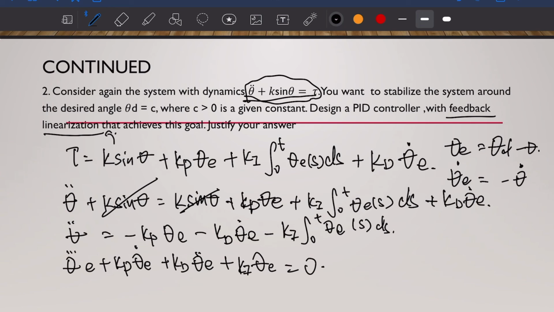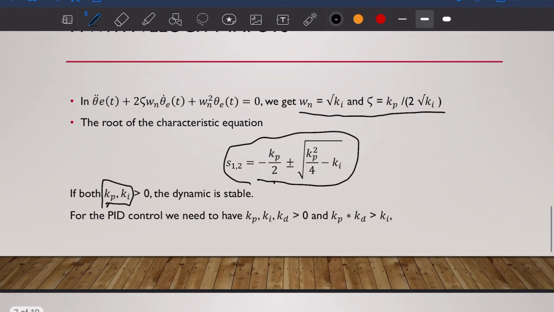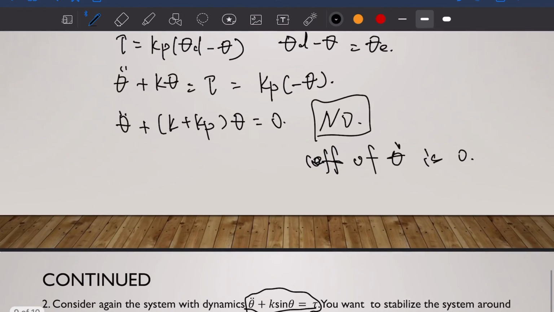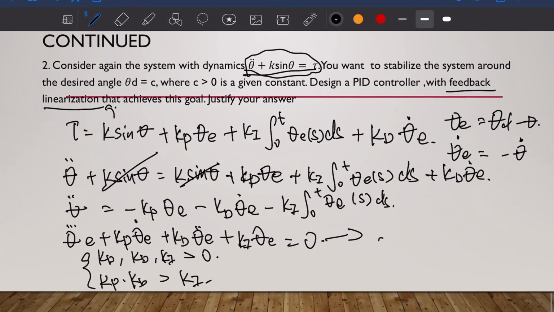If you want to stabilize the system, from the previous slides, we'll need to have this. So right here, we need to have Kp, Kd, and Ki larger than 0, and another condition is that Kp times Kd should be larger than Ki. And that's it for this example.